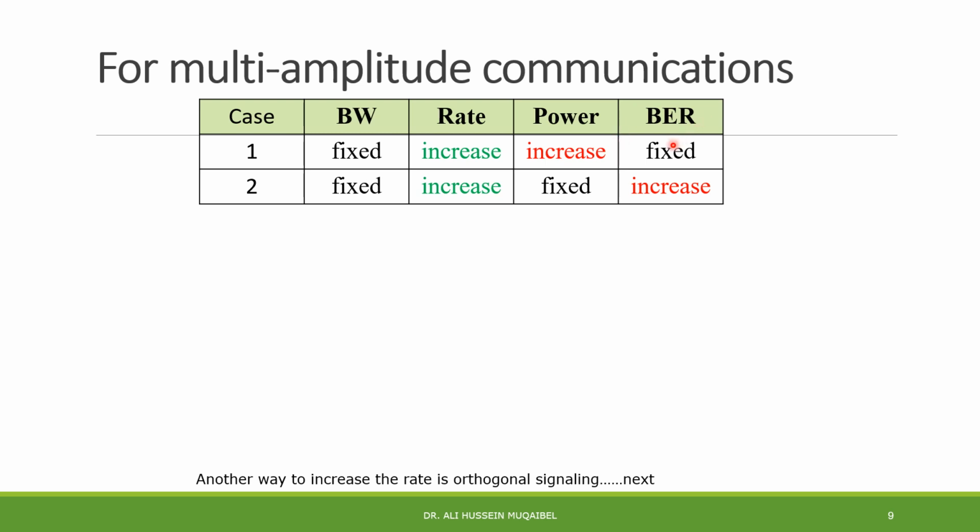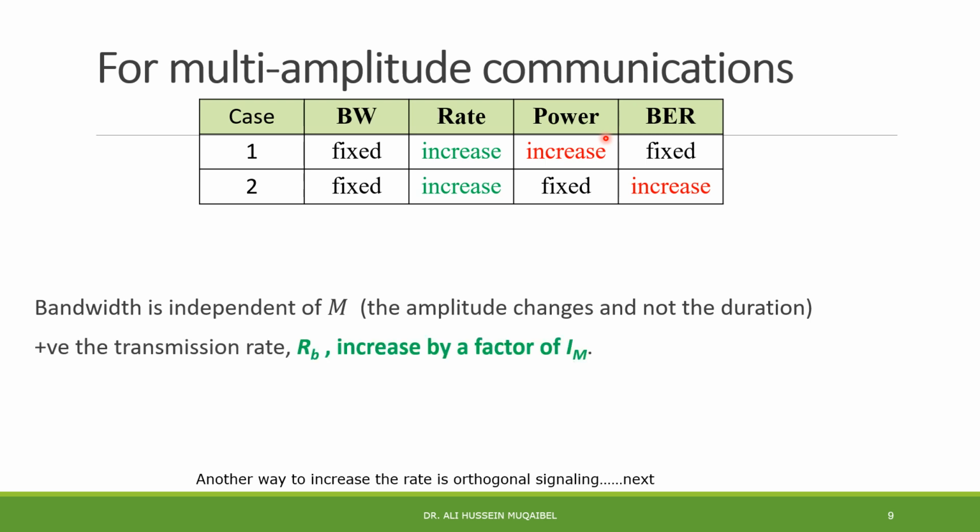We can see that if you want to fix the probability of error and increase the rate by increasing M, then you have to pay the price in terms of power. Alternatively, if you fix the power, and you still want to increase M, increase the rate, multi-amplitude, then the price will be paid in terms of probability of error, because you cannot just keep the same levels. The levels will become close to each other, and then you lose in terms of probability of error. We can view the same table in a different way.